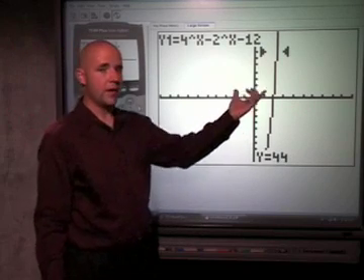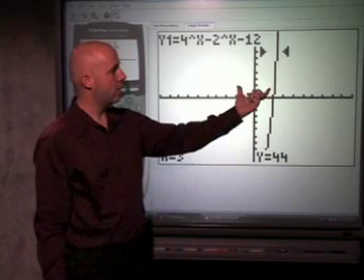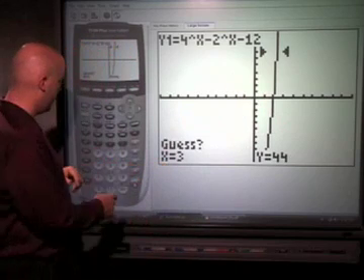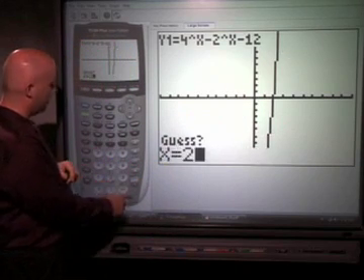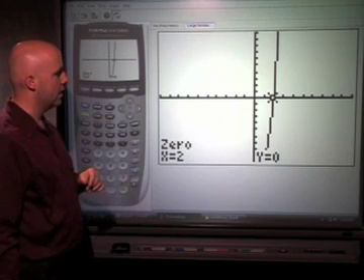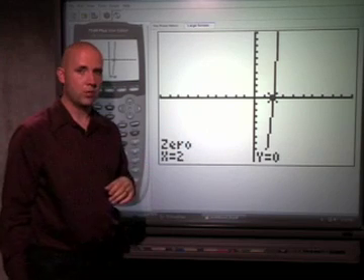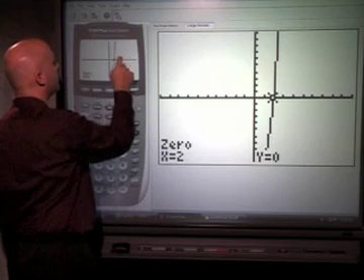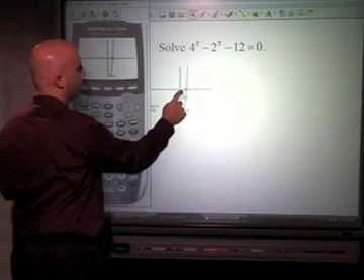For our guess, we want to pick a value that's between 1 and 3, that is between our left and right bound. We think the solution will be 2, so we use 2 for our guess. And it turns out that the 0 is x equal to 2.